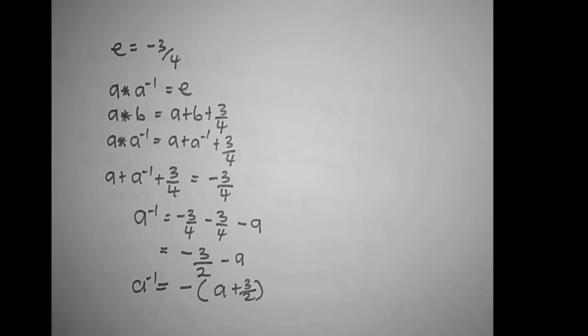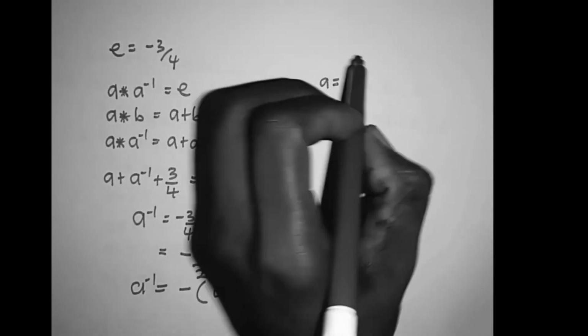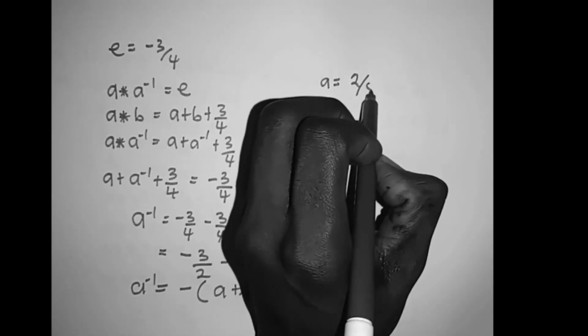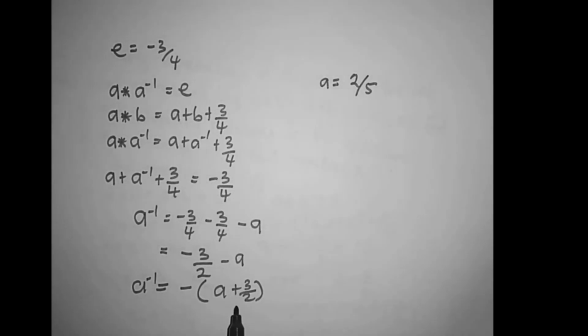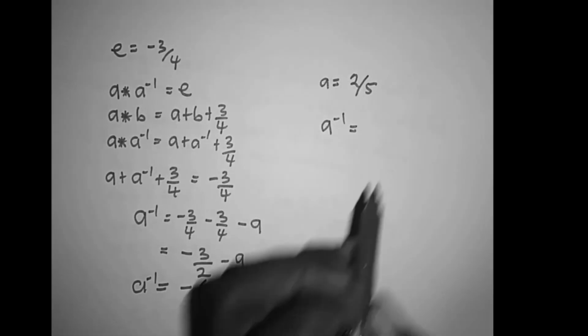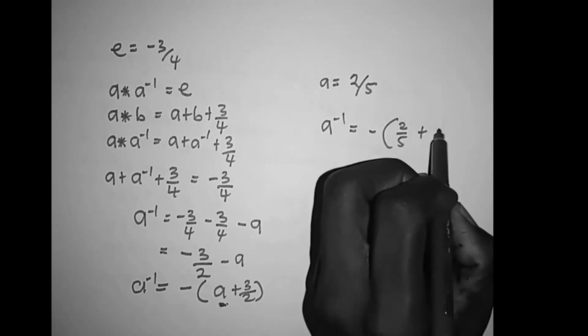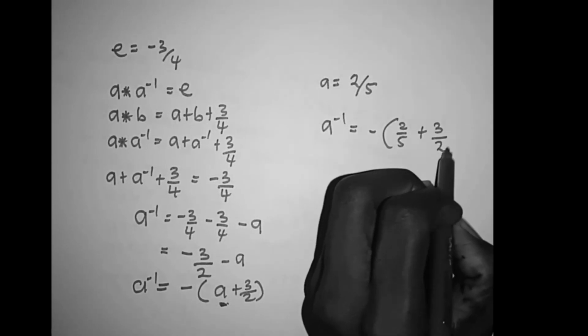Then the last part of the question is, what is the inverse of 2 over 5? In other words, A equals 2 over 5. So we'll then put 2 over 5 into this equation. So A inverse is equal to minus, in bracket, 2 divided by 5 plus 3 divided by 2.